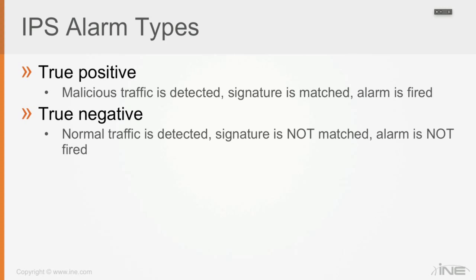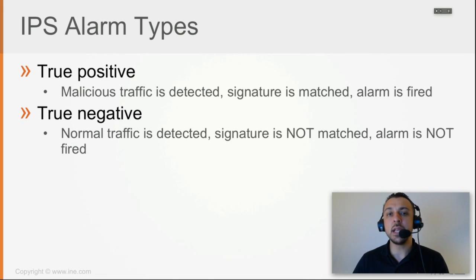But then, if it's positive or negative: true positive means that malicious traffic is detected, a signature is matched, and an alarm is fired. True negative means that normal traffic is detected, a signature is not matched, and an alarm is not fired. That's what we want. We want the IPS to fire an alarm when it detects malicious traffic, and not to fire an alarm when it detects normal traffic. So positive means an alarm was fired. Negative means an alarm was not fired. It's very simple.